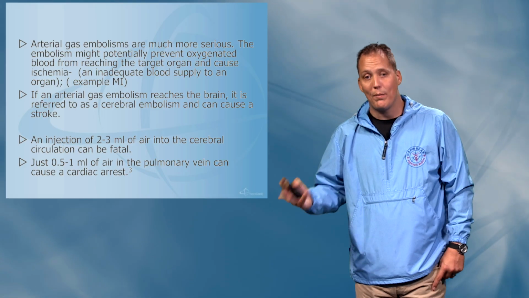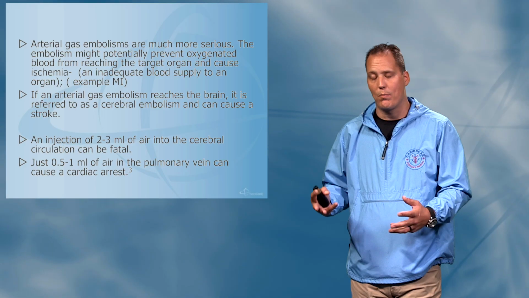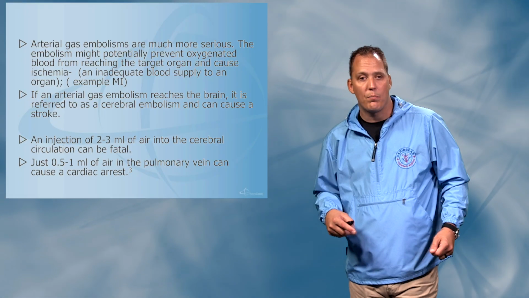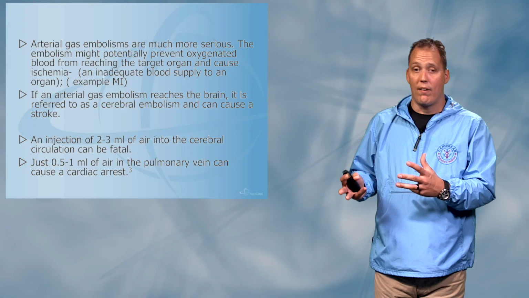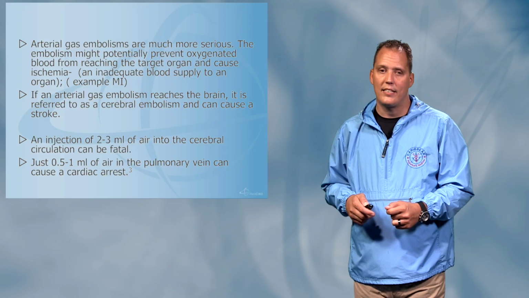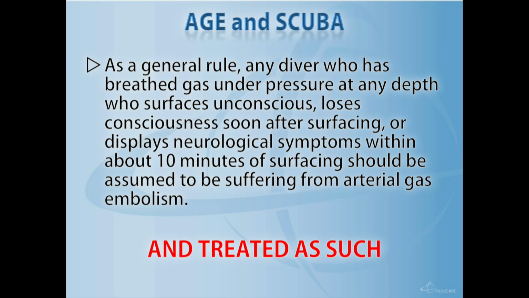And again, remember, only about 3 cc's of air of any kind can go into the cerebral system and cause a fatality, right? Now, only about 1 cc of air into the pulmonary vein can cause a cardiac arrest. So it doesn't take a lot. That's why it's so important, if they move over to the arterial side, accidents can happen. So when you look at arterial gas embolism and scuba diving, as a general rule, again, any diver who breathes gas under pressure at any depth, who surfaces immediately unconscious, loses consciousness soon after, or has any sort of neurologic symptom within about 10 minutes of surfacing, should be immediately brought to a hyperbaric chamber and should be considered AGE until proven otherwise, right?